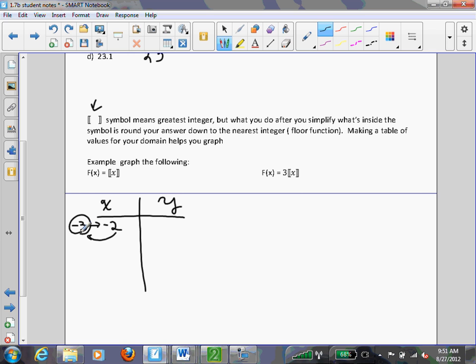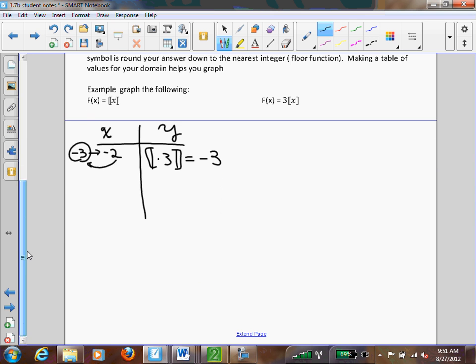It doesn't matter if I'm at -2.5 or -2.1. Anything that I use up until -2 rounds down to -3. So let's just use -3 and figure out what that x value or that y value is. Okay? So the greatest integer of -3 is just -3. This is not absolute value sign. It's the greatest integer. It's rounding it down. Okay? And we're going to graph this as we do this.